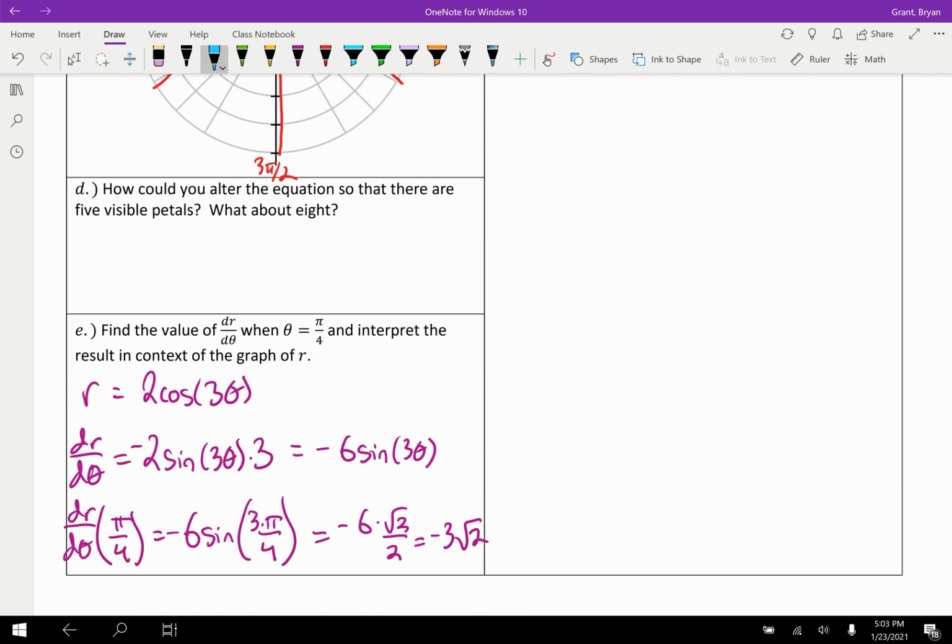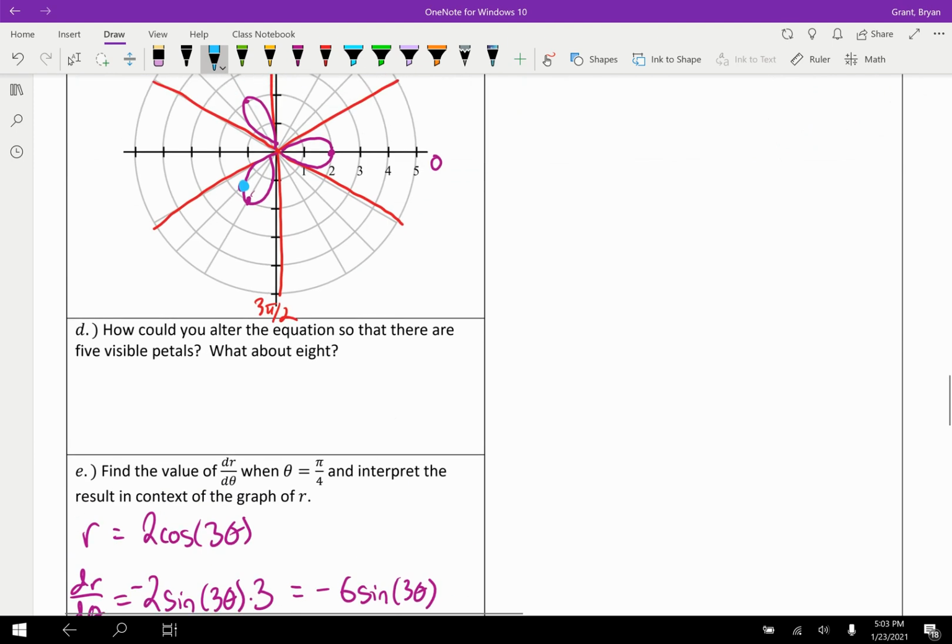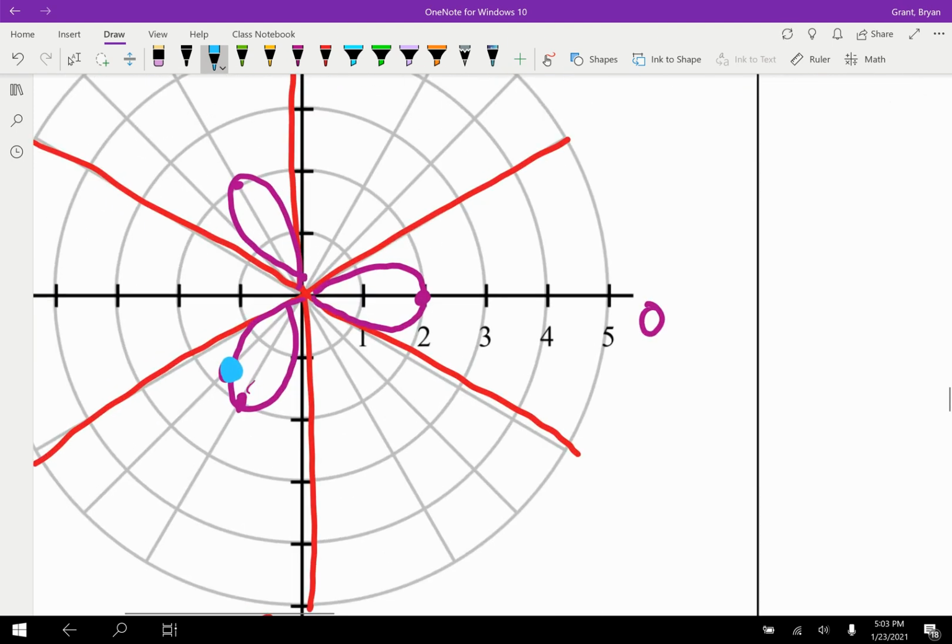And they're saying that dr d theta is negative 3 root 2. So what ended up happening here is because r is becoming more negative, and we're up here, more negative actually means that the radius is increasing on a negative side. So we have this radius length right here. The next radius is going to be even more negative, or in the context of this problem, larger. And then larger, and then now we're going to be getting less negative, so the radius is going to start to shrink.